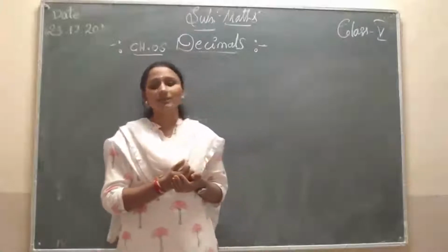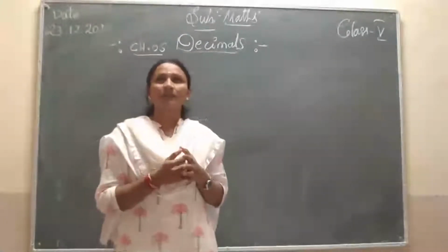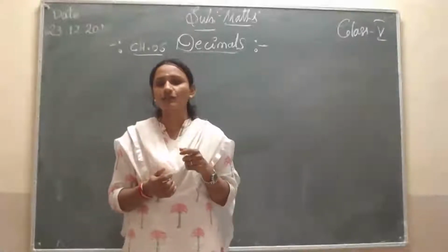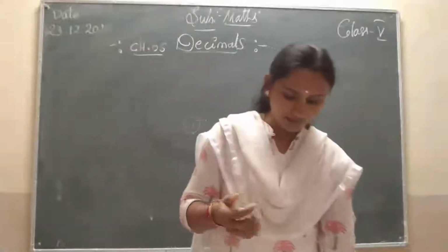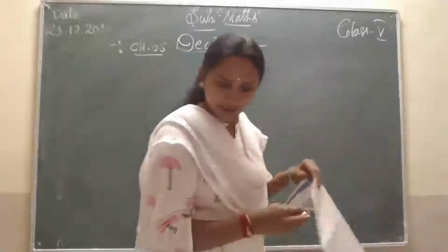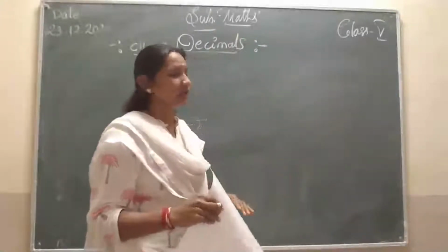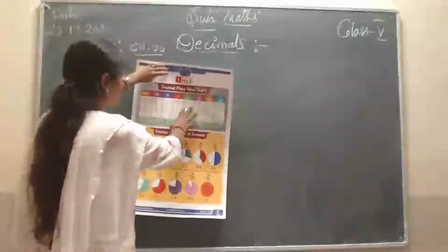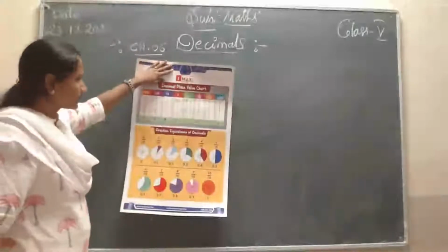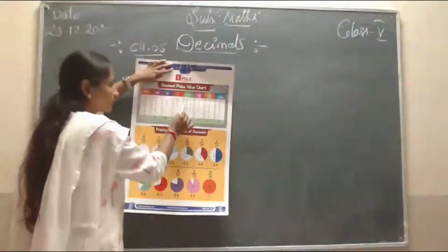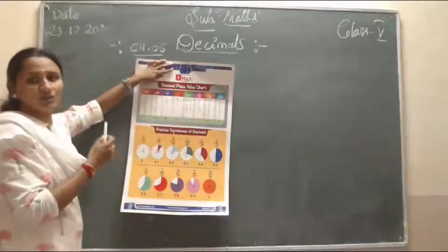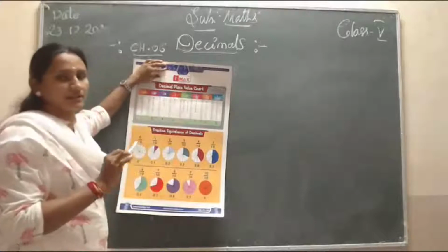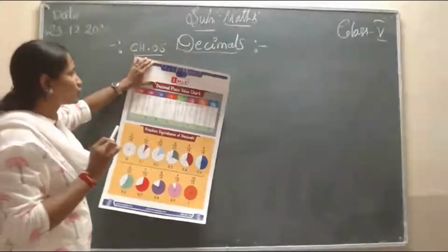Integral means you have to consider the whole part. Students, can you see the chart of decimals? This is a decimal point. Students, this is what? This is a decimal point. So this is a decimal place value chart.